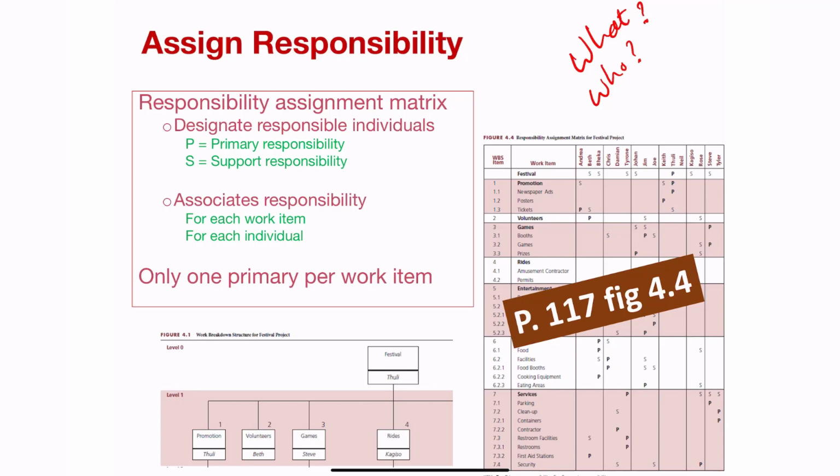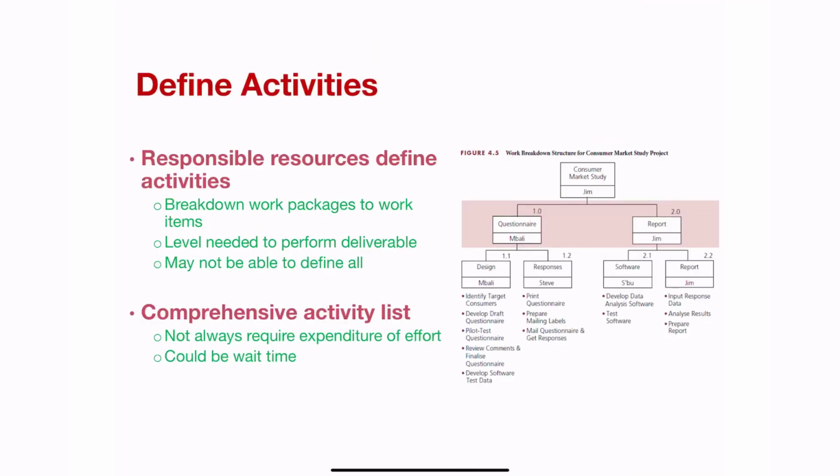You can now go around assigning different responsibilities, your primary and your secondary responsibility to each one of these work items. Ultimately, each work item must have an individual attached to it, somebody that is ultimately responsible and accountable for performing that particular task.